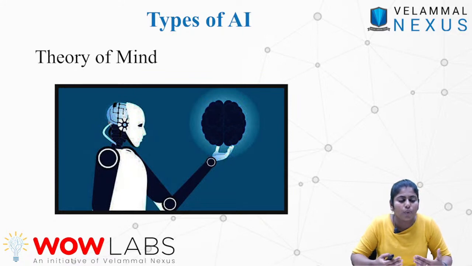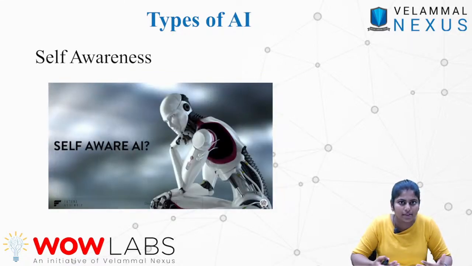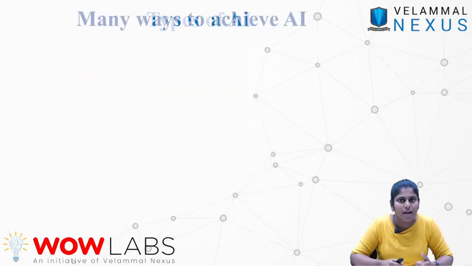And finally, we have self-awareness. An AI that has its own consciousness and super-intelligent self-awareness and sentiment. In simple words, a complete human being. Of course, this kind of bot also doesn't exist, and it will be one of the milestones in the field of artificial intelligence.